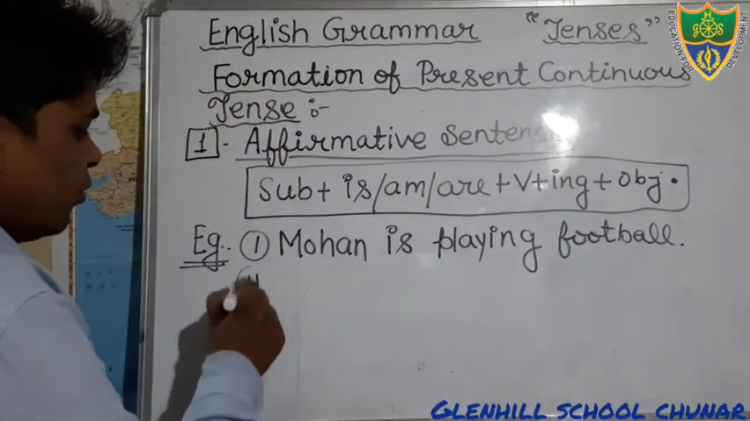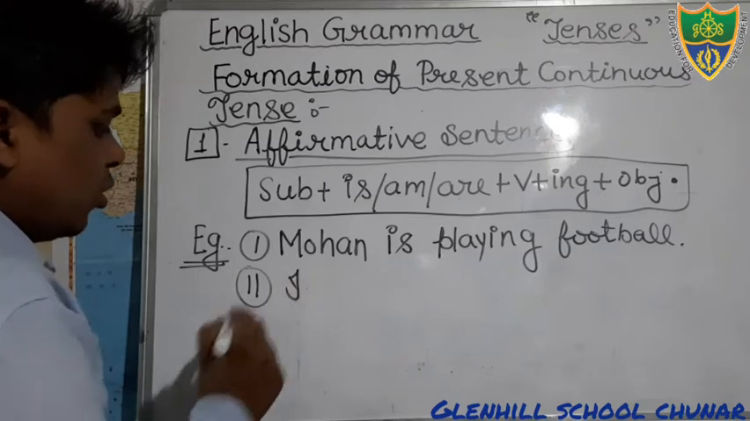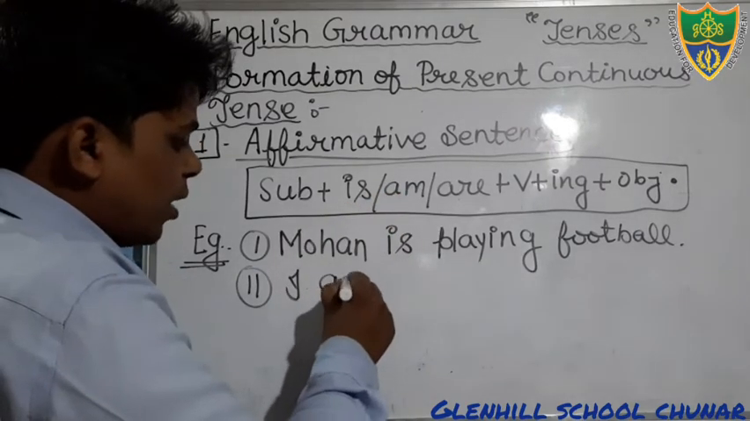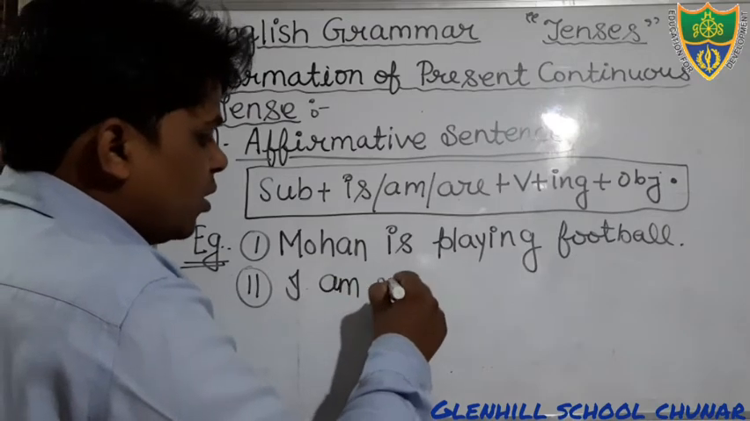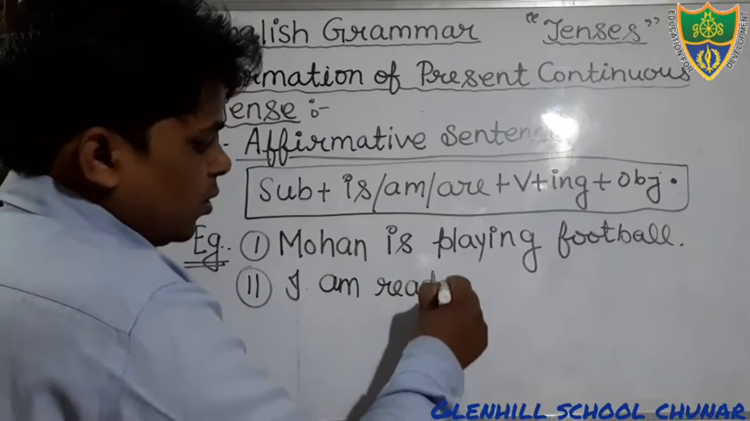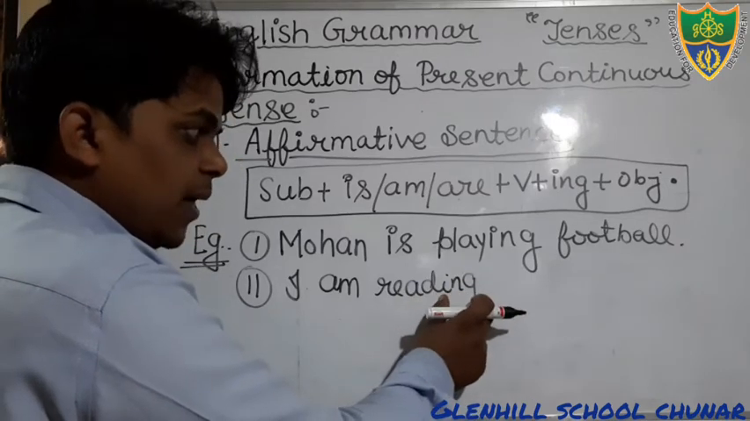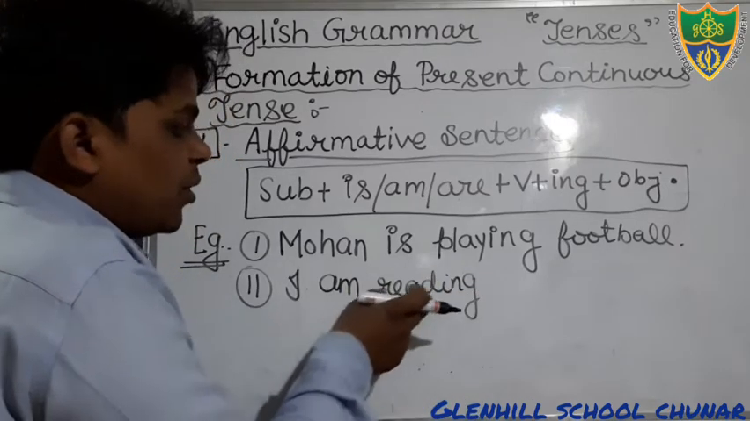And one more sentence we can see here, I. I have already told you, with I we will use the helping verb am. I am reading. Read is the main verb. To the verb I have added ing here. I am reading a book.